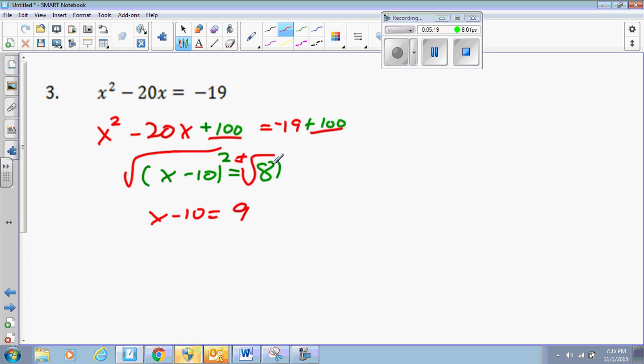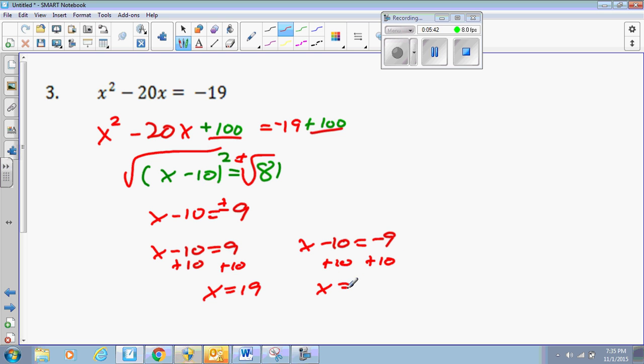Now there's no square root left because this is a perfect square. And this is plus or minus 9, which means I could say x minus 10 equals 9, or x minus 10 equals negative 9. Add 10 to both sides: x equals 19. Add 10 to both sides: x equals 1. So those would be my two solutions.